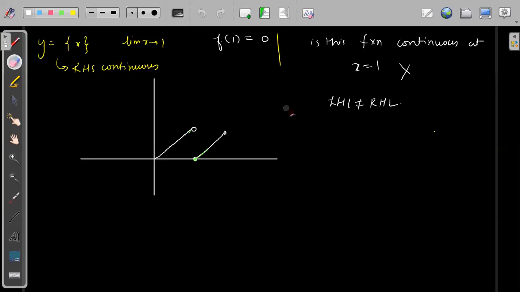Okay, just wait. So the last example was, Rudra, you are talking about fractional part, right?